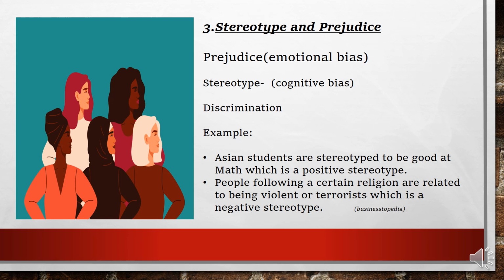This is an example of negative stereotyping, because let's say you see these people as members of this religious group, and then you are going to think that he or she is also a terrorist or a violent person. So that is stereotyping. And of course, when we do that, that is what we call discriminating people.